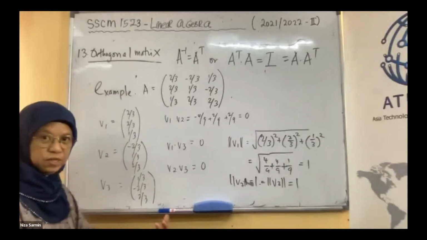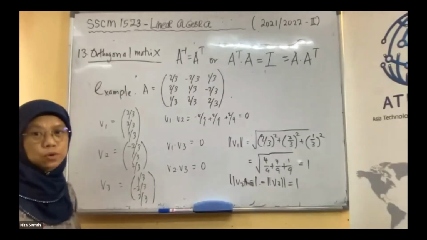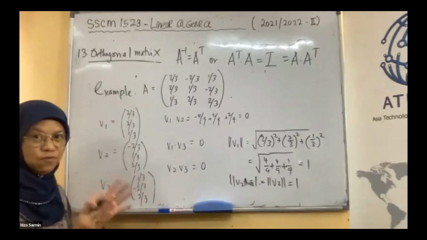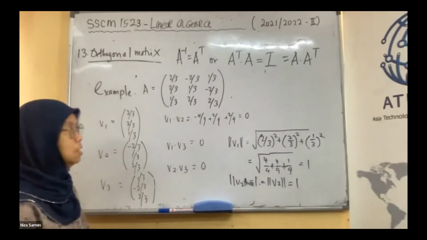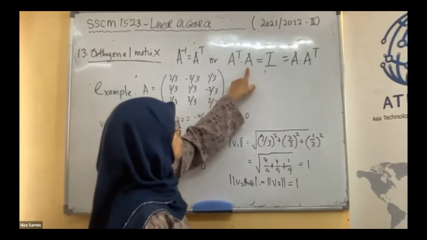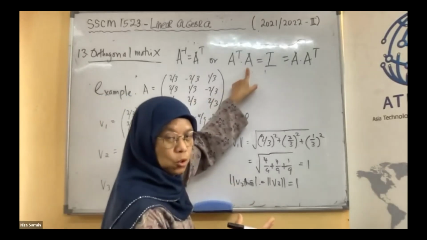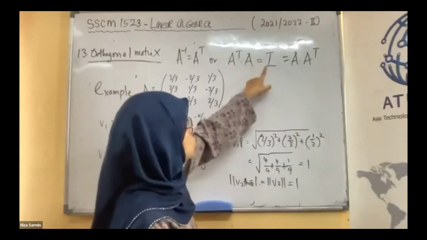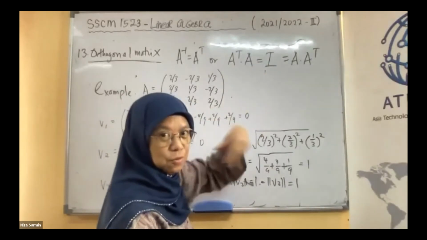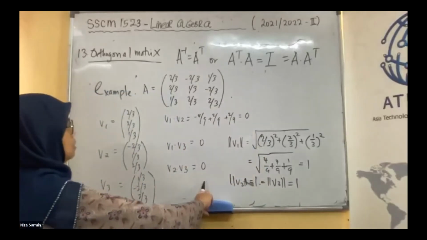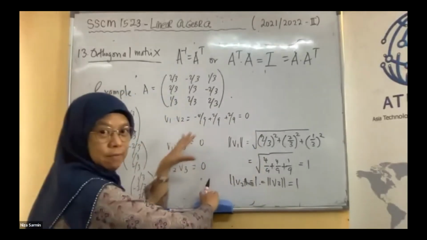So by the first definition, then you can show already that any Vi dot Vj equals 0 and the norm is 1. We will try and see whether when we transpose and we multiply is equal to the identity. This is actually much easier because you just need to multiply once. Okay, is this okay?